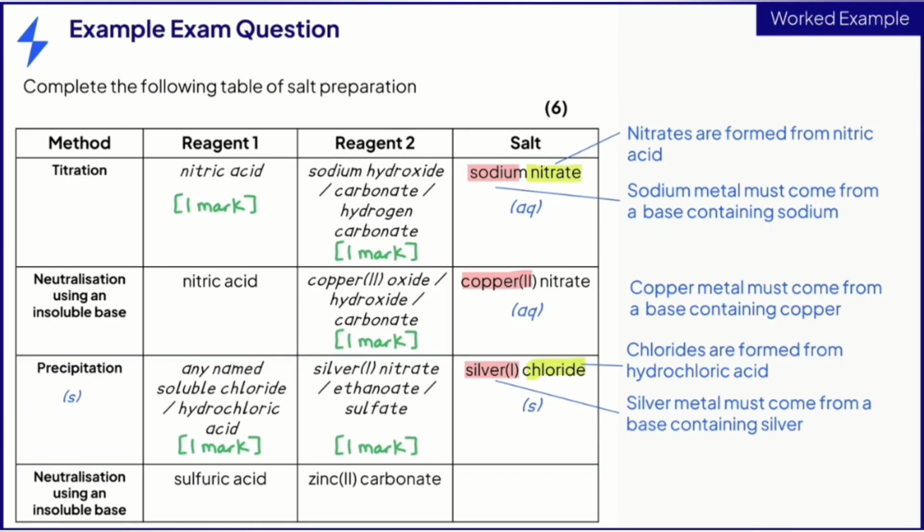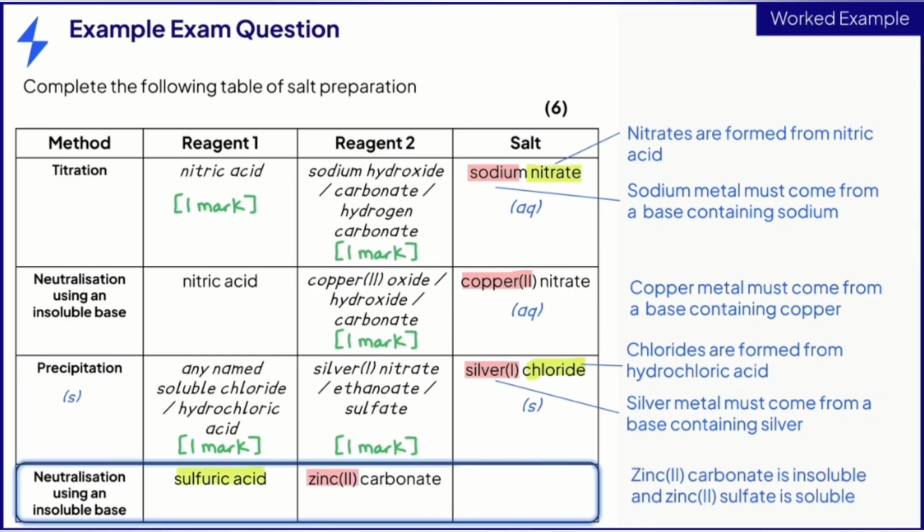Finally, you are being asked to name the salt formed from the reaction between sulfuric acid and zinc 2 carbonate. Sulfuric acid forms sulfate salts, so the second part of the salt will be sulfate. As zinc 2 carbonate is being used, zinc 2 sulfate will form. The other products of this reaction will be carbon dioxide and water, though you have not been asked to specify this.